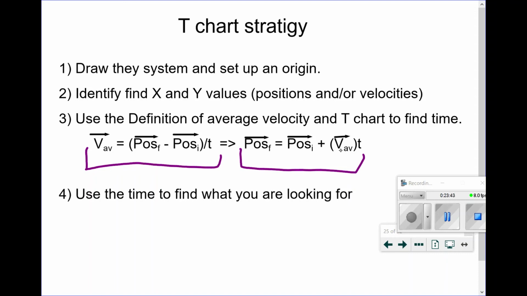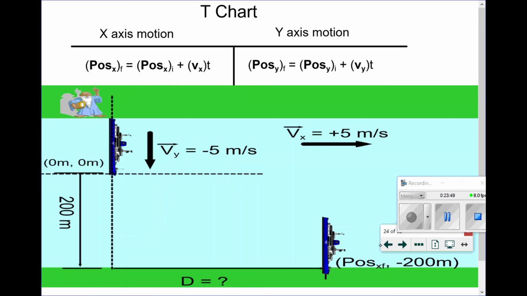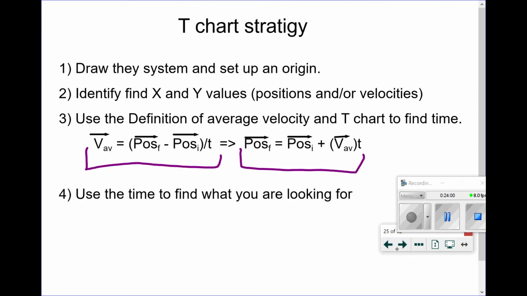Then I'm going to use the time I find to answer the question that I'm looking for, because that's the whole problem here. And when I looked at this problem, I can't solve for anything because I don't know the time. So that's going to be my trick. We often use the T-chart to find the time to then solve for whatever else we're being asked to solve for.